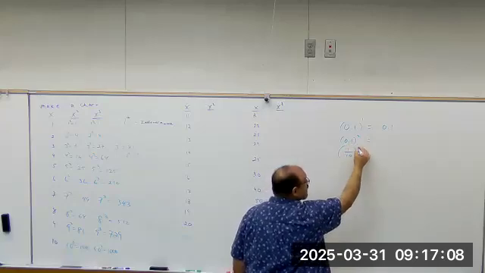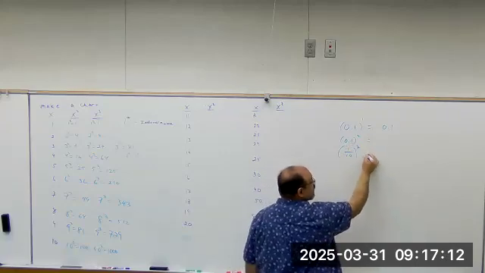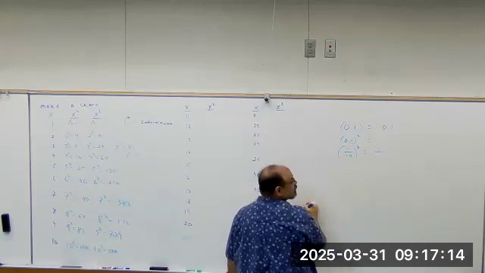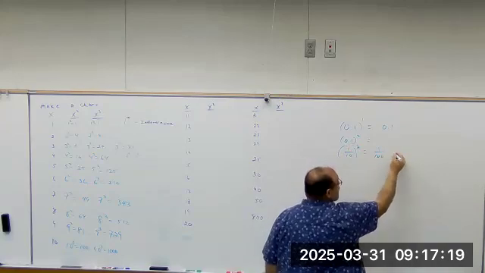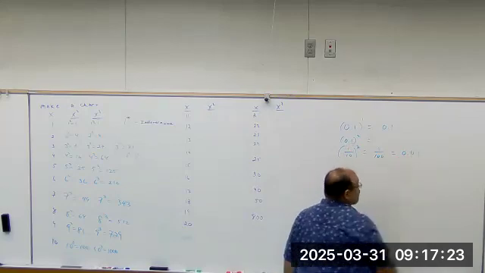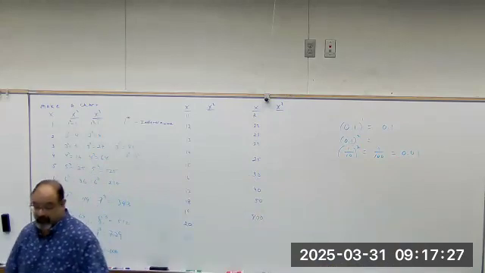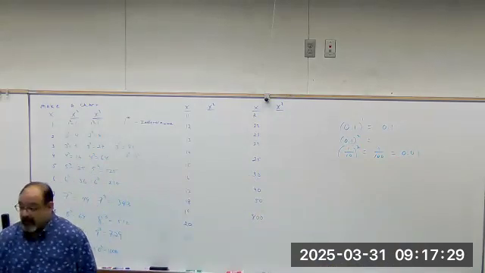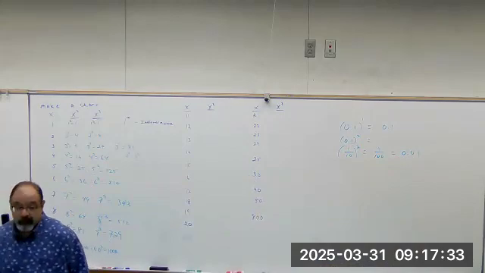0.1 is 1 over 10. 1 over 10 squared is 1 over 100. So that must mean it's 0.01. You move it 2 times. You've got 2 decimal places. 1/100th is a penny. 100th of a dollar is a penny. So 2 decimal places.